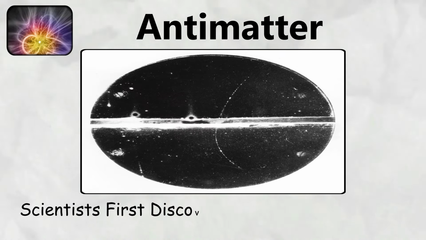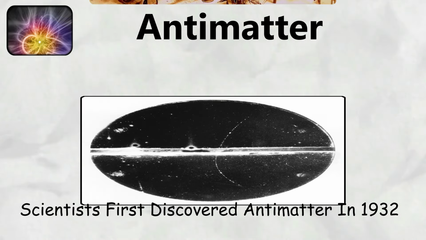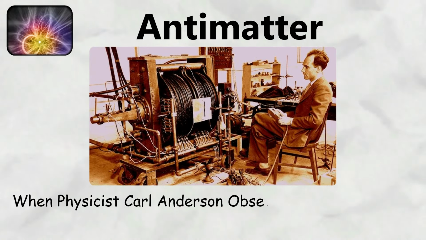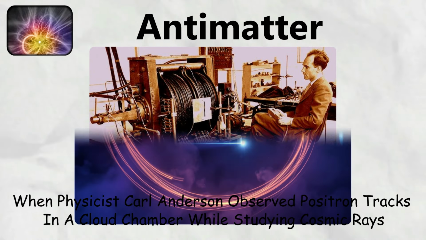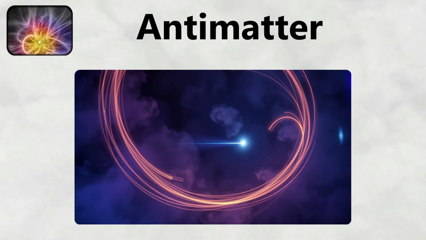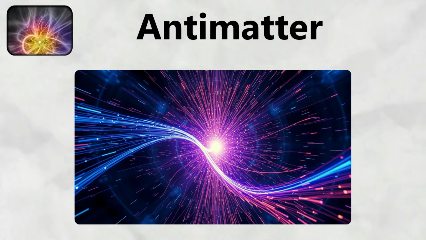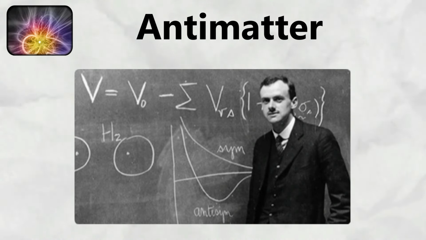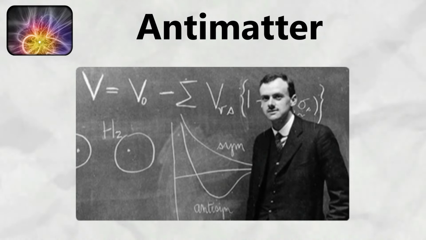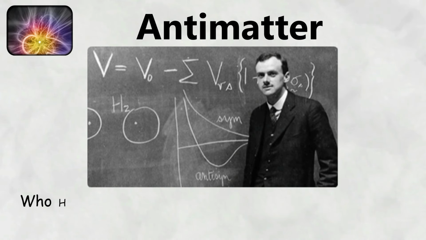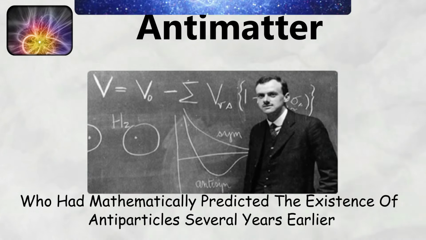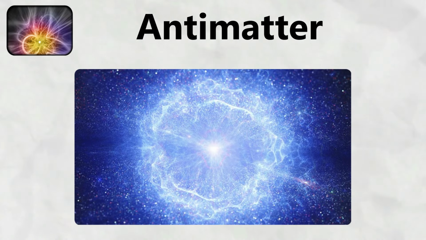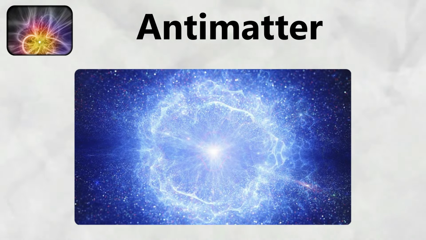Scientists first discovered antimatter in 1932, when physicist Carl Anderson observed positron tracks in a cloud chamber while studying cosmic rays. The positrons appeared as curved particle tracks that bent in the opposite direction from electrons when passing through magnetic fields. This discovery confirmed theoretical predictions made by physicist Paul Dirac, who had mathematically predicted the existence of antiparticles several years earlier. Antimatter production occurs naturally in several cosmic processes.